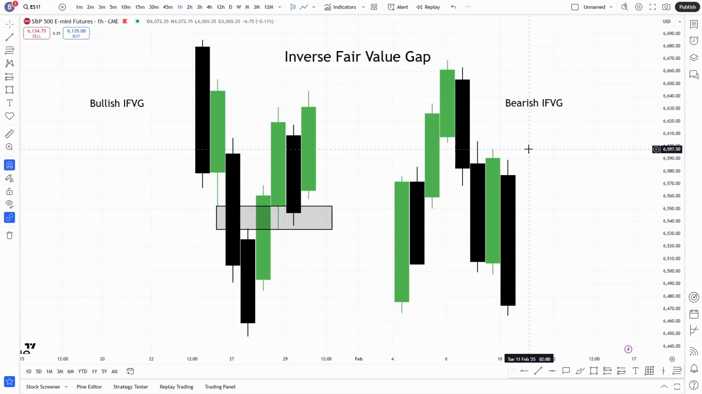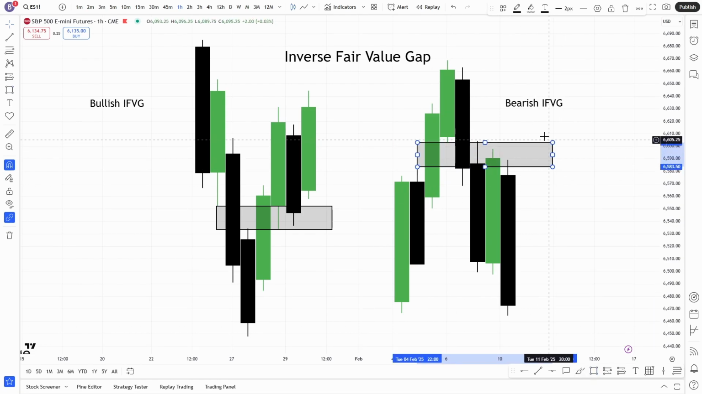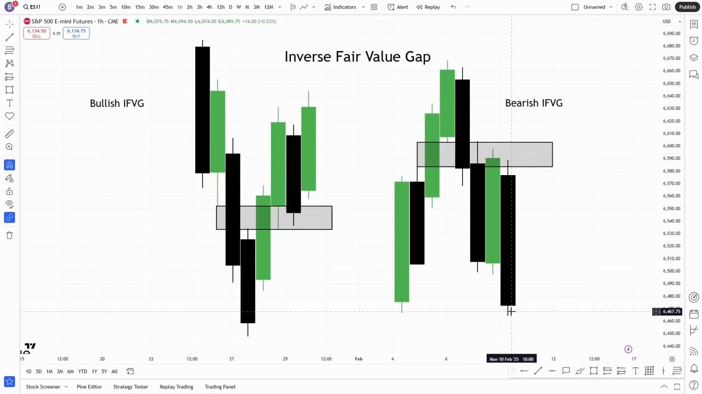And for the bearish example, we have price running up, creating an IFVG in the process before price came down, closed over it, and then price came back up, respecting it before price pushed lower.